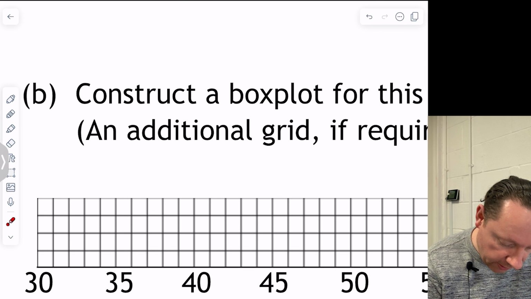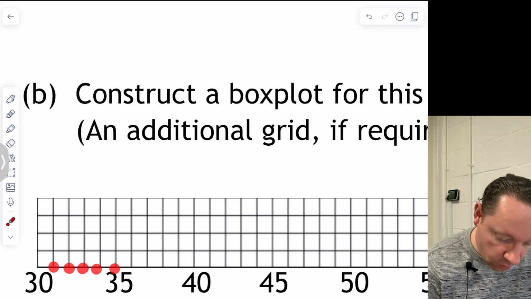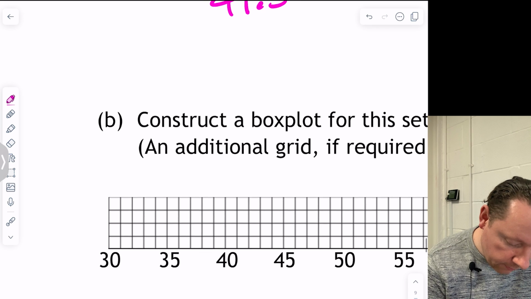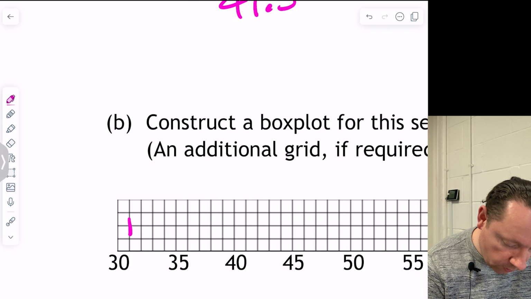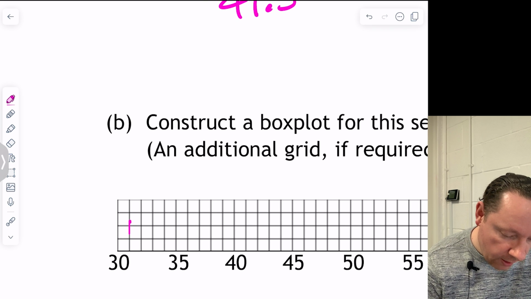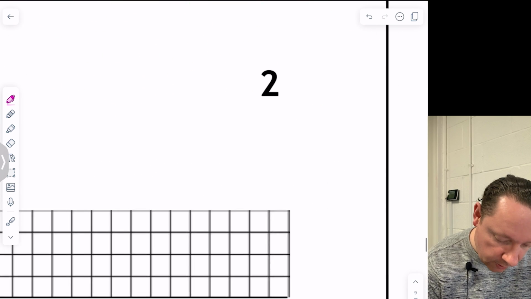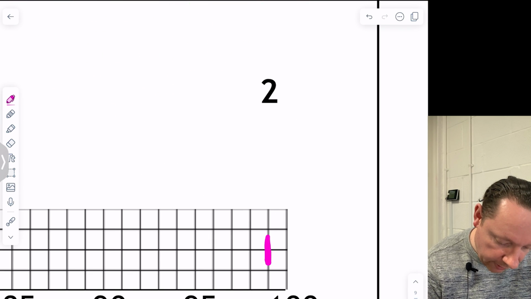Don't make this mistake. It's going 1, 2, 3, 4, 5. It's going up in 1. So good. So the lower number is 31. So that's the first one we're going to put on. 31, just draw a nice little vertical line using a ruler. And then we'll do the same for our highest number, which is 99. So a little vertical line there.